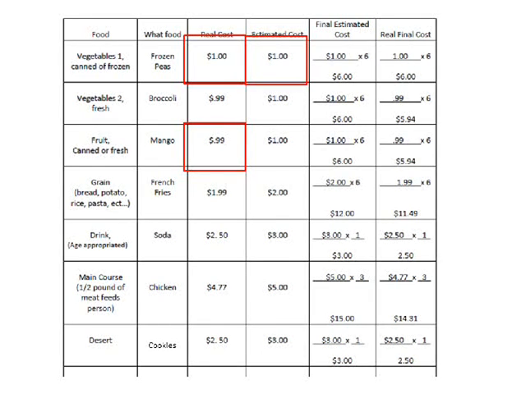So for the next part, I'm going to skip down a few to where it says fruit. You can either use canned or fresh. Or if you find frozen, feel free to use frozen. But I used mangoes. Mangoes cost 99 cents and we rounded it up to $1.